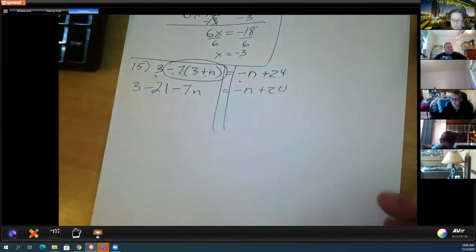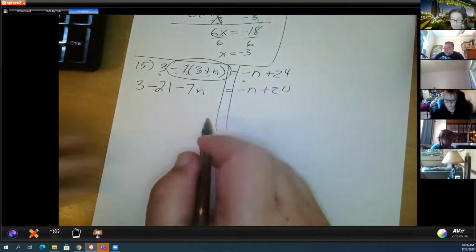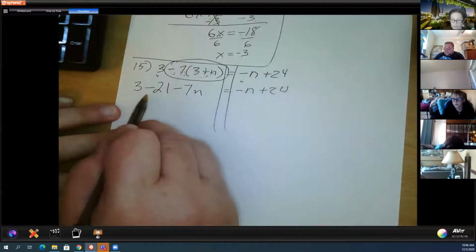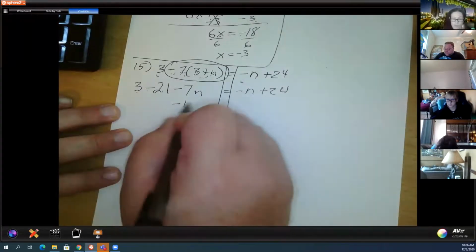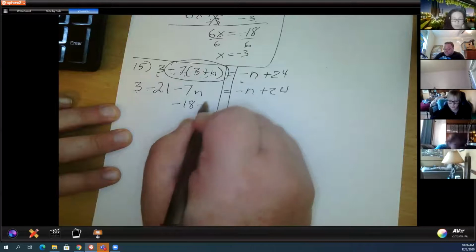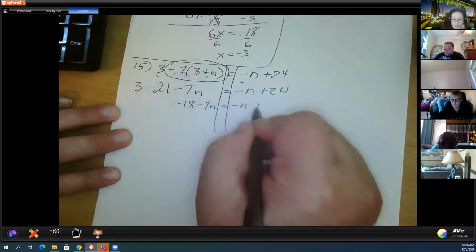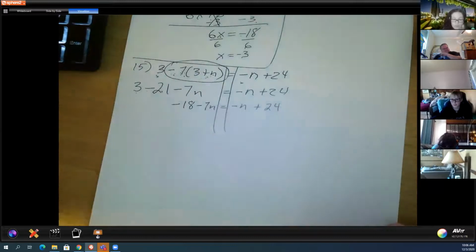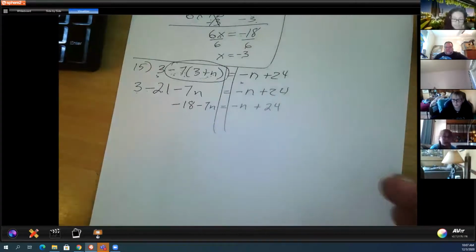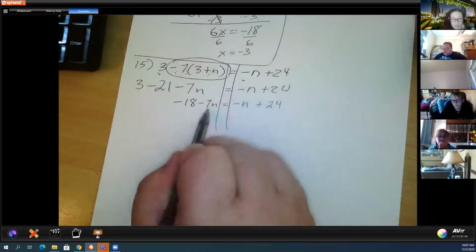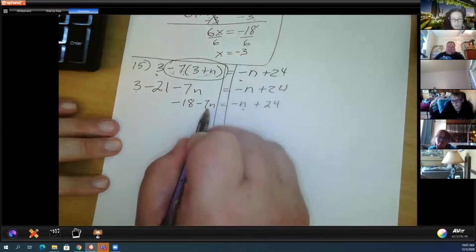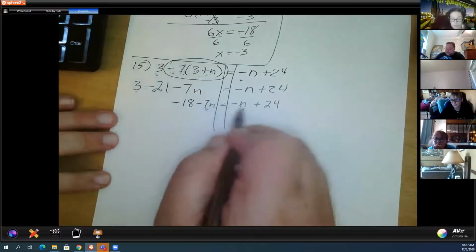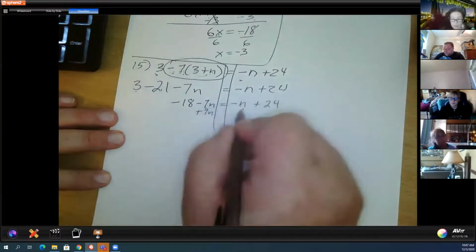Now I can do something here. This is going to be 3 minus 21 is going to be -18 minus 7n equals -n plus 24. Now, it does not matter which way I go at this point again, right? Now I see both my variable terms are negative. So that means that if I move this one, it's going to be a positive and it's going to make everything positive over there. So I'm just going to choose to get rid of this guy first.